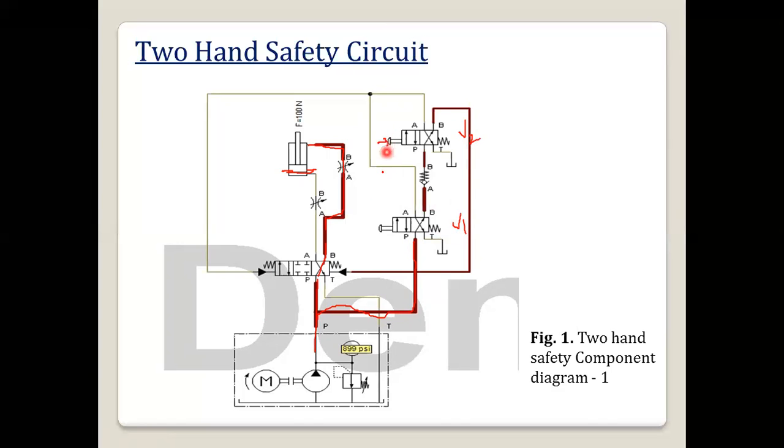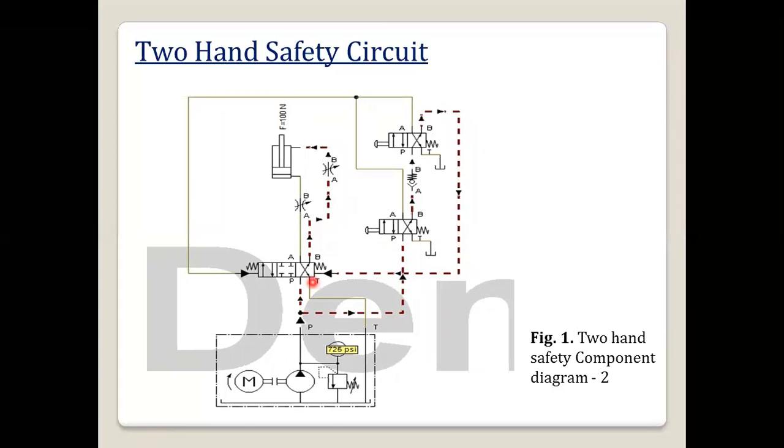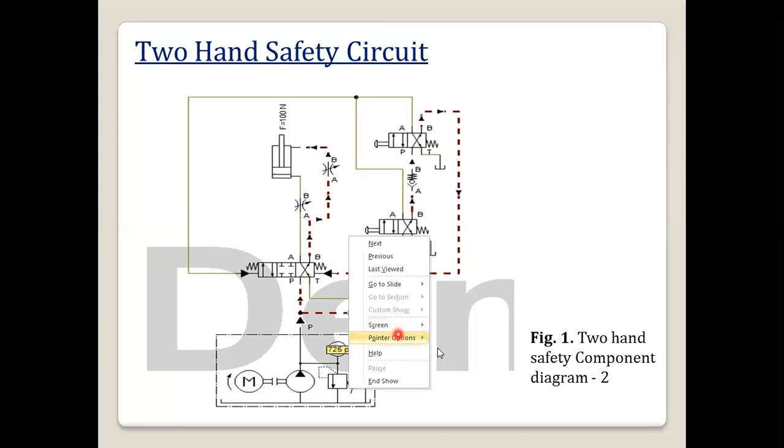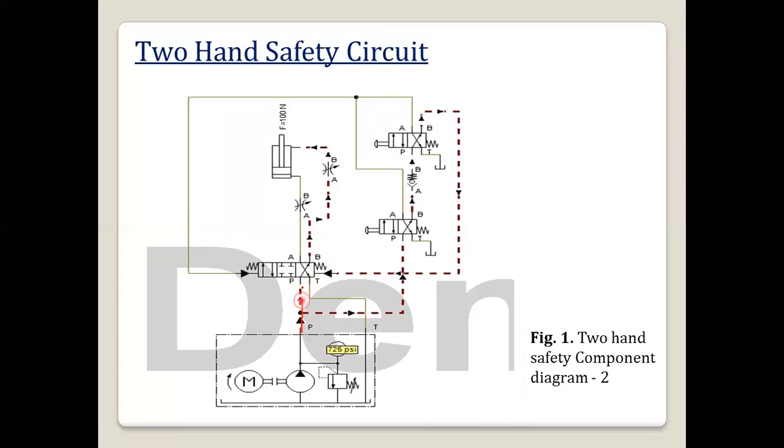So simultaneously we have to operate these 4 by 2 DCVs, that is V1 and V2. When we operate them, you can see here how the oil is flowing through this connection. So oil will be flowing from P to B. I have already explained that part. And here you can see how the oil will also be going to this right envelope.